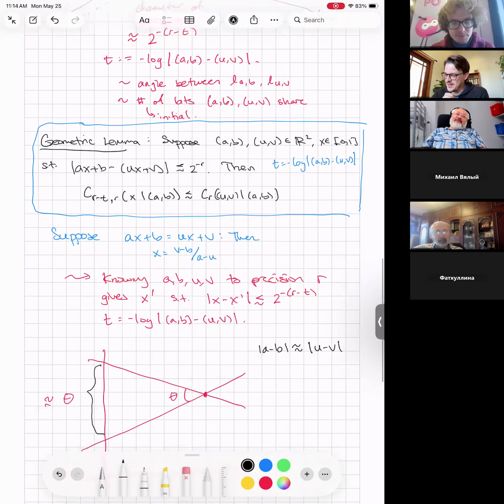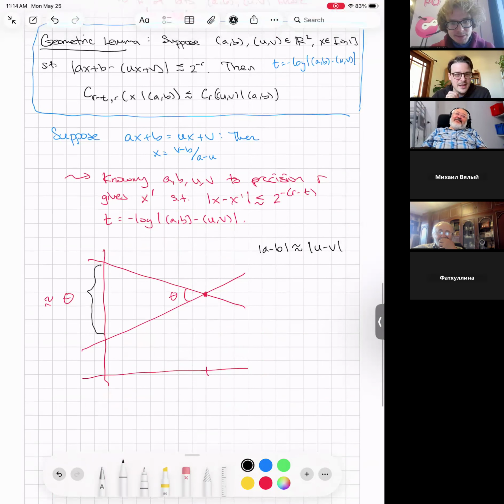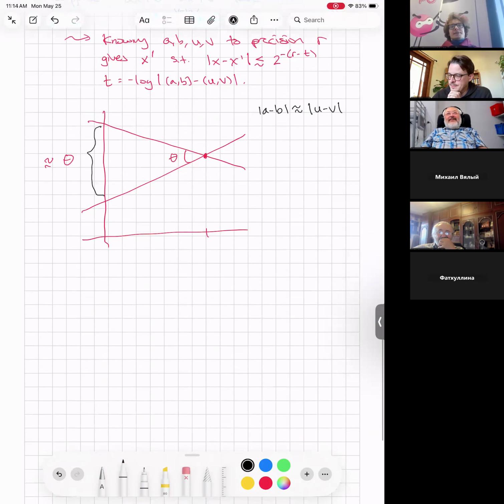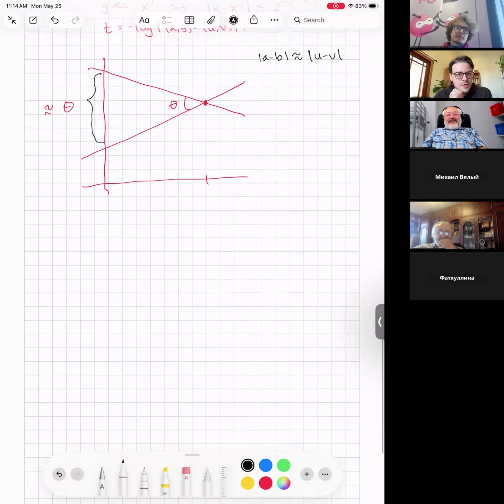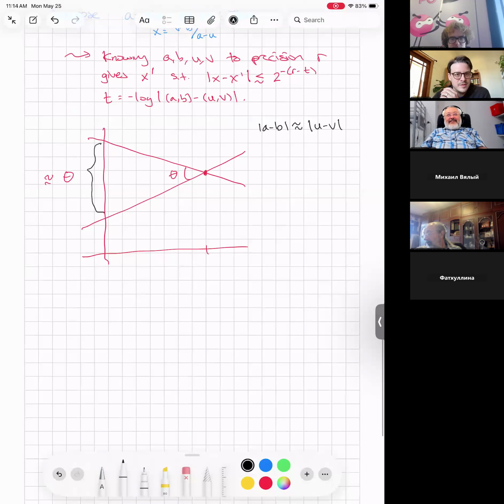Okay, so I'm going to use this geometric lemma a lot, but from here we start getting to the other half of the argument. So I can continue the other half of the argument. It's only very optimistic.